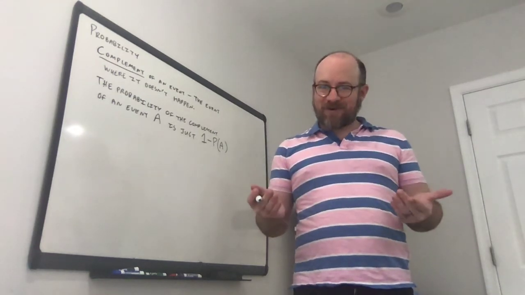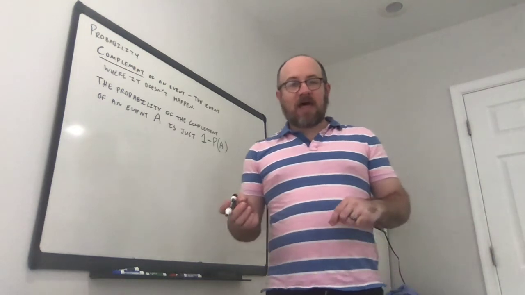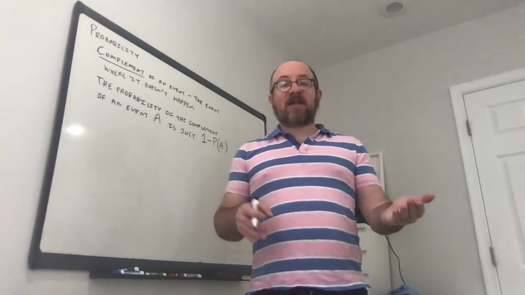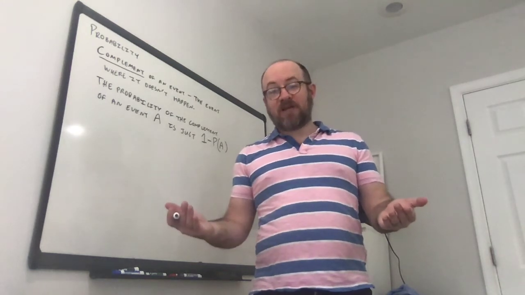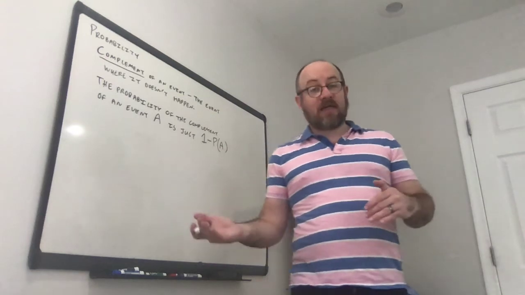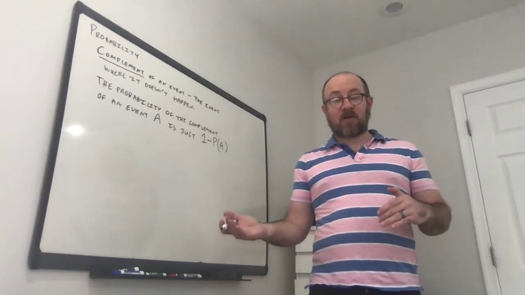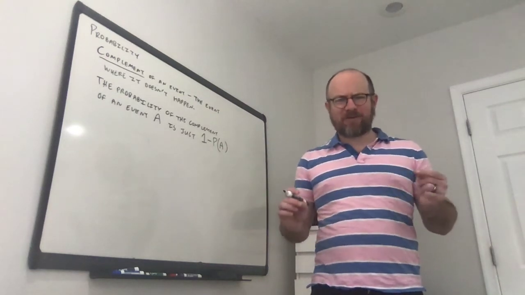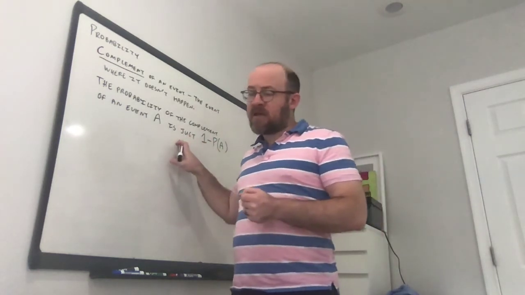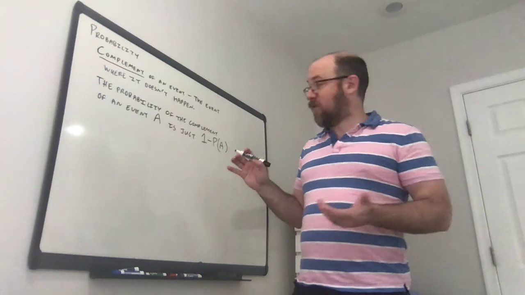Okay, so this should make perfect sense, right? So if it is 30% likely to rain, then it is 100% minus 30. So 1 minus 0.3, 70% not likely to rain. Or likely to not rain, I guess would be a better way to say that. Okay? So you just subtract the probability from 1. This can be really, really useful.